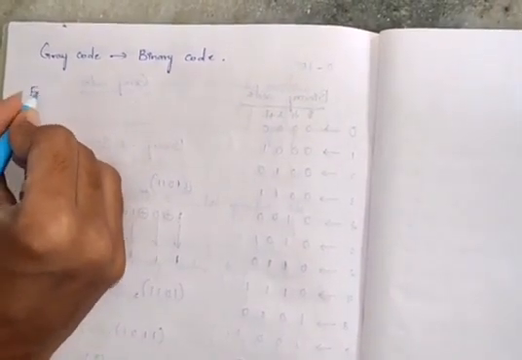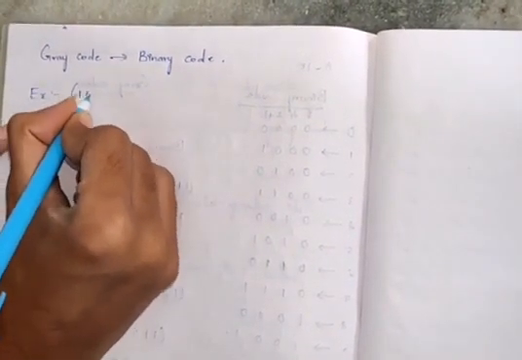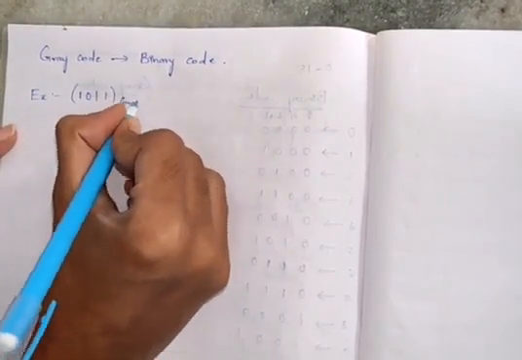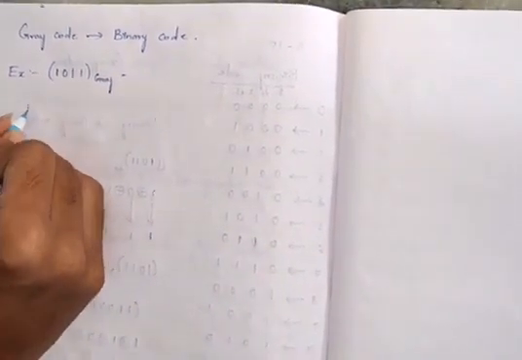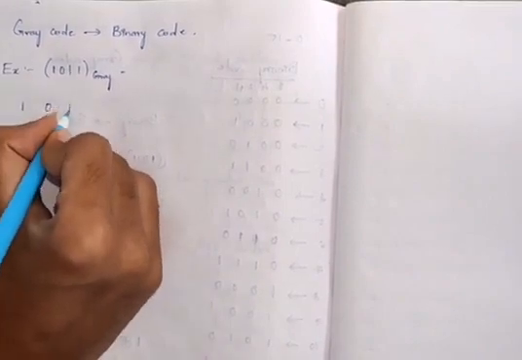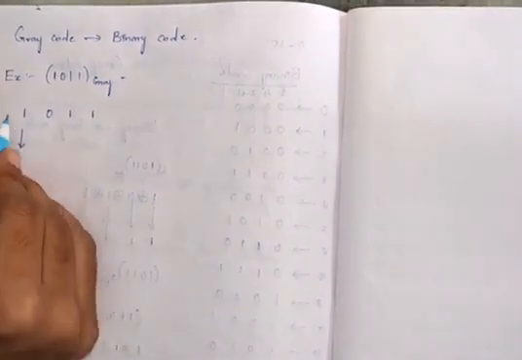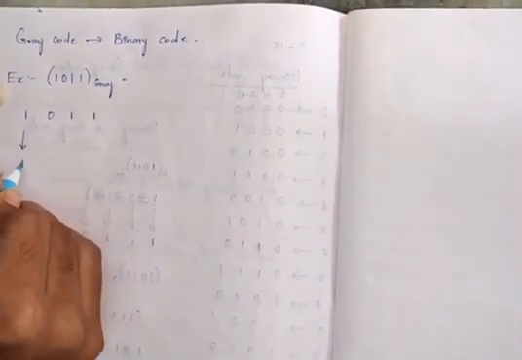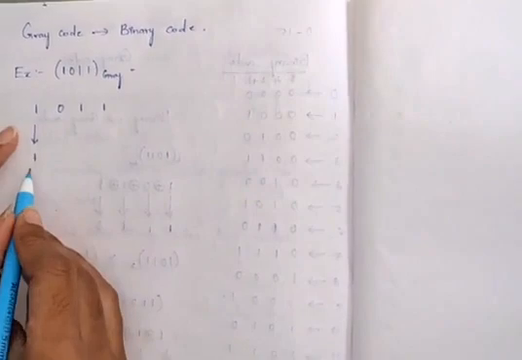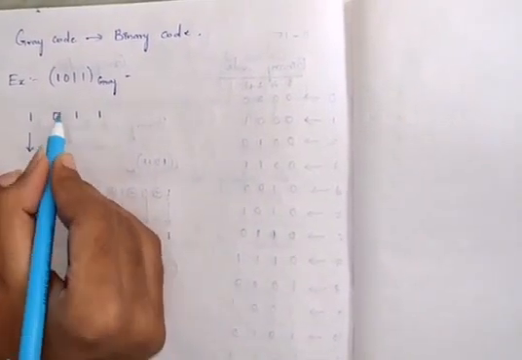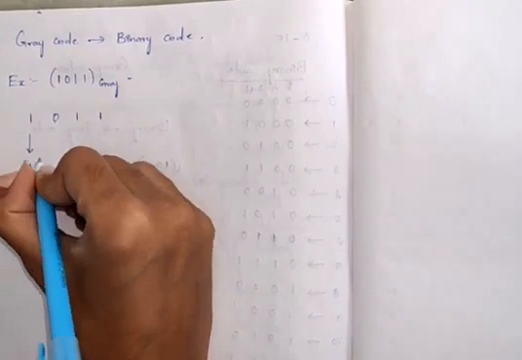Now let's take an example. 1011 gray. This is also by using XOR operation. First these bits are written like this. In every conversion, the first digit is represented as it is, but in binary code to gray code conversion we use XOR operation in between the bits, but here we use XOR operation in between the result and the given bit, next bit, like this.